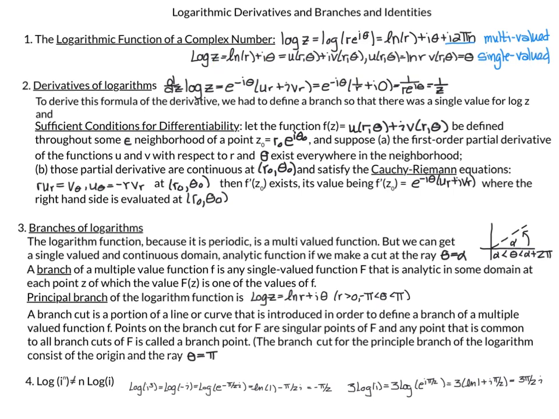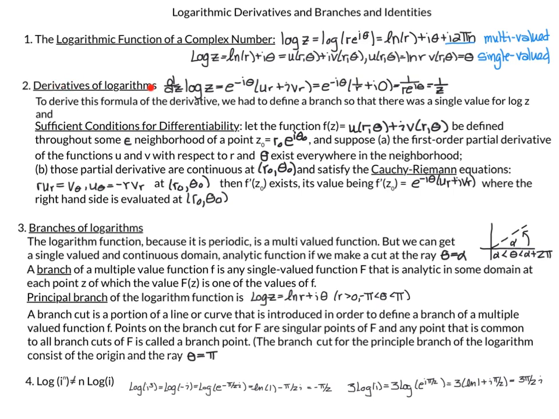Then for the purposes of deriving a formula for derivatives, we write this form, this natural log r plus I theta, and we separate out the real portion and the imaginary portion. So it's u of r theta, that will give us the real portion, plus I v of r theta. In this case, u of r theta would be equal to natural log of r, because this is the real portion, and then our v of r theta is equal to theta, because that's what gets multiplied by I, and becomes our imaginary portion.